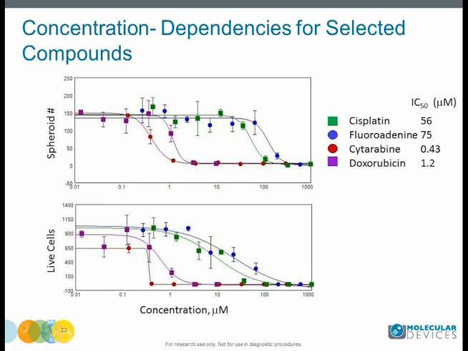You can see concentration-dependent effects and 4-parameter curve fits for selected compounds. The number of spheroids, number of live cells, total number of cells, number of live cells per spheroid, all those readouts have a good fit into a 4-parameter curve.